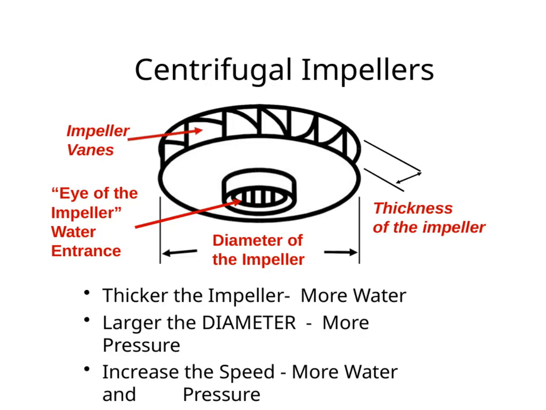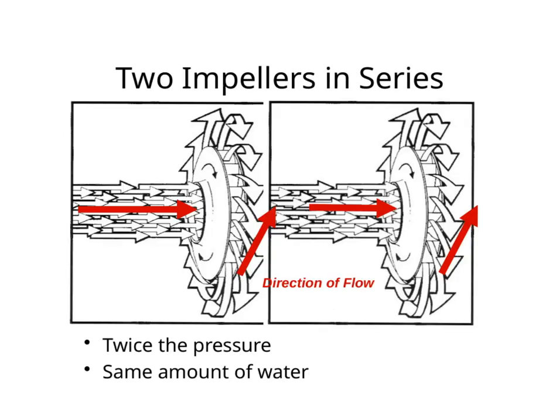Let's dive into the heart of the impeller, the eye where water enters. The impeller vanes play a crucial role here. When the impeller is thicker, it moves more water. Increasing the diameter boosts the pressure, and speeding up the impeller ramps up both water flow and pressure. These centrifugal impellers rely on thickness and diameter to control performance. It's a delicate balance. Each factor directly impacts how efficiently water moves through the system.